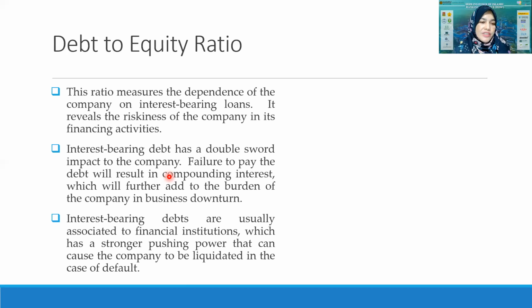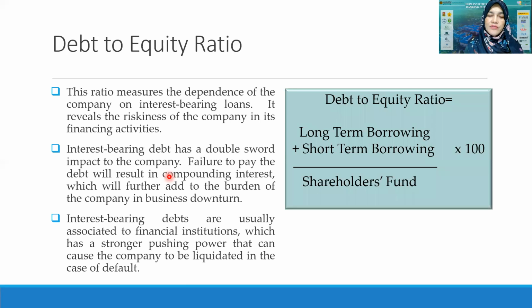Interest-bearing debts are usually associated with financial institutions, which have strong pushing power that can cause the company to be liquidated in the case of default. So if the company fails to pay, creditors can take action to declare the company bankrupt. So this is the formula: long-term plus short-term borrowing. This is focusing on borrowing alone, divided by shareholders' fund.